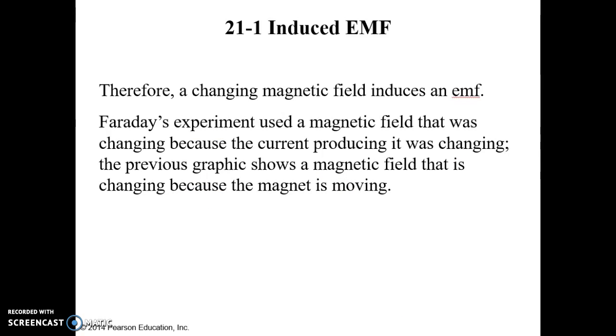Therefore, a changing magnetic field induces an EMF or voltage. Faraday's experiment used a magnetic field that was changing because the current producing it was changing. The previous graphic showed a magnetic field that is changing because a magnet is moving.